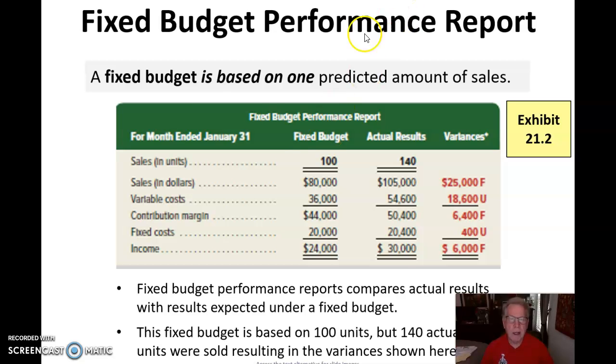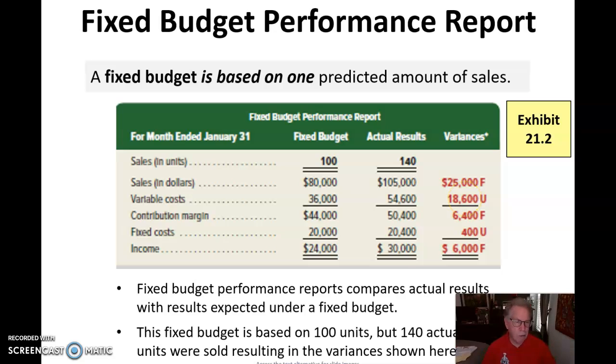Let's look at this for a second. So here we prepared this fixed budget. Here's our sales units, our sales dollars, variable cost, contribution margin, fixed costs, and income. And now, what did we actually do? Well, if we look at the actual results, we sold 40% more than we had thought we would. And that, of course, generates some lovely sales. And we got a very nice favorable variance as a result of that.